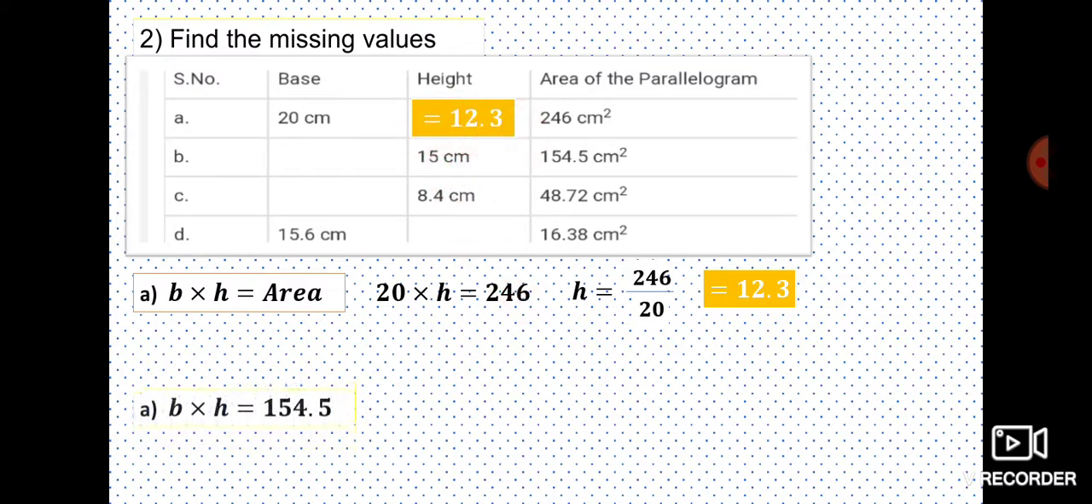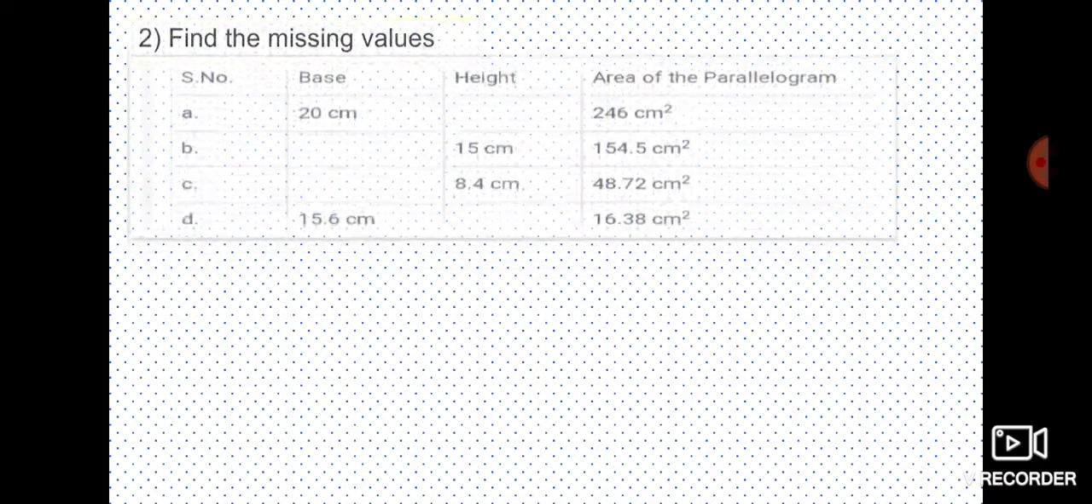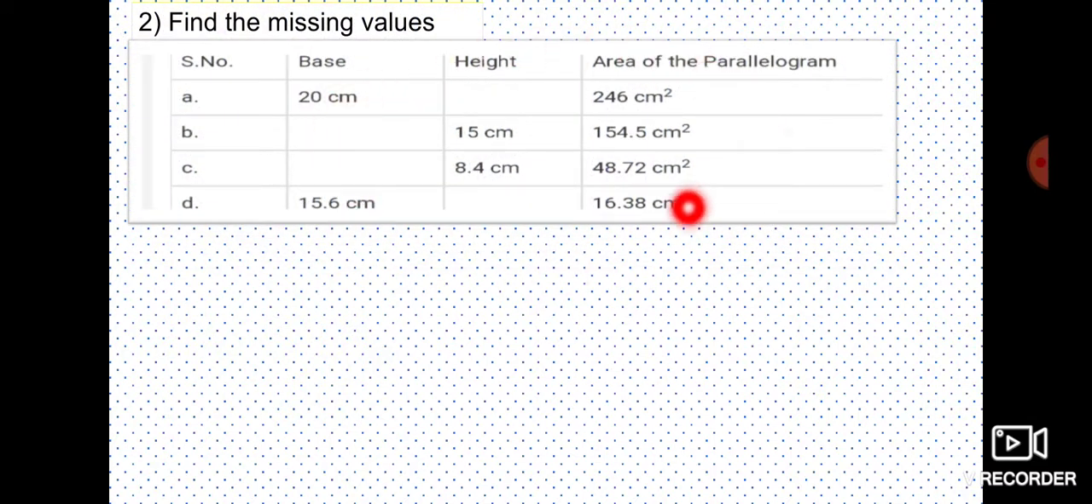12.3. Second question B. b into h equal to 154.5. b is not given, so we write it as b. b into 15 equal to 154.5. b equal to 154.5 by 15. By dividing we will get 10.3. Okay, next C question. The same table is here. A, B we already did.